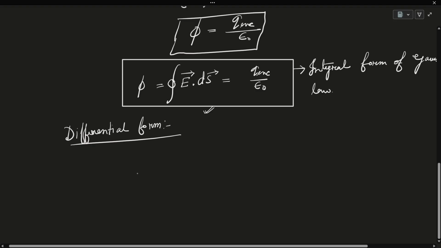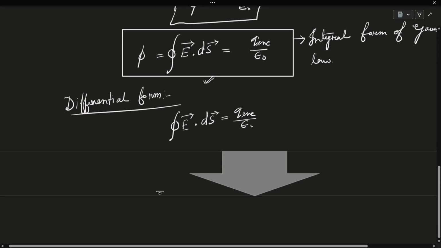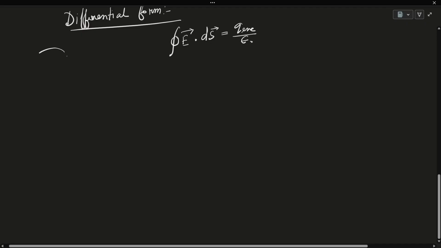For the differential form we will use the Gauss divergence formula. Okay, so first let me write it down. The integral form is like this, right? E dot ds equals q enclosed by epsilon naught. Now let me discuss with you just one thing. Let's say this is a sphere.